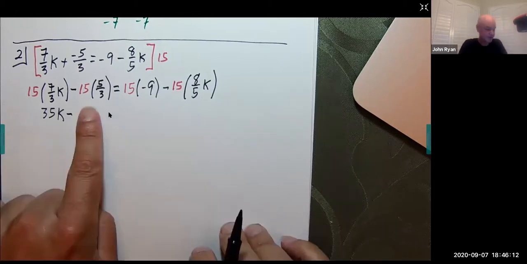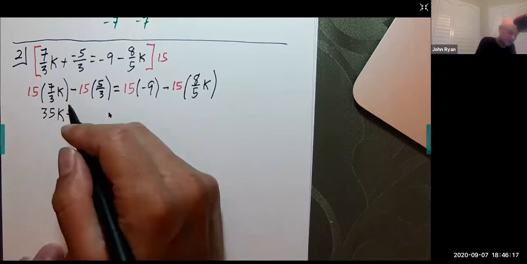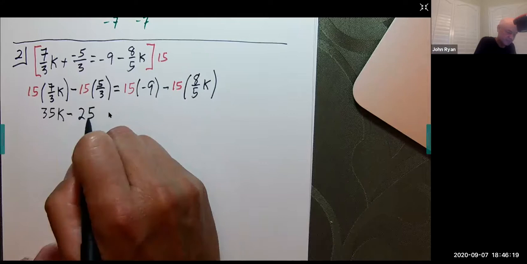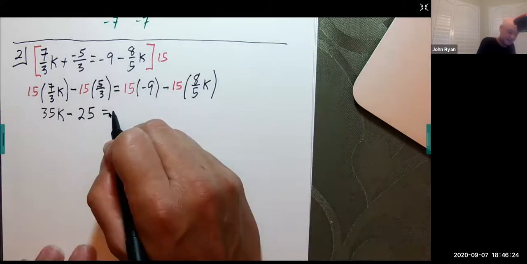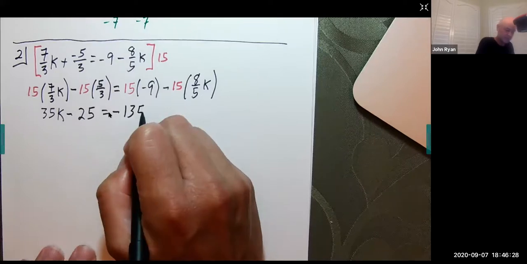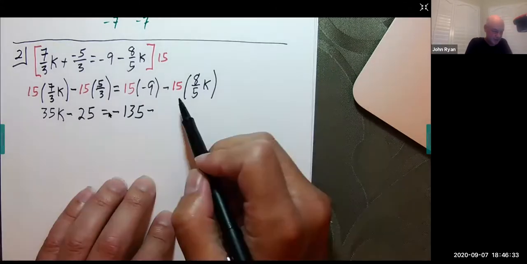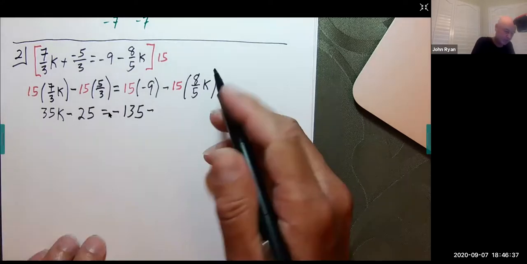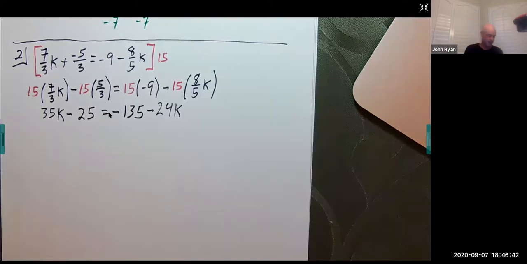I'm going to do the same trick here. 15 divided by 3 is 5 again. 5 times 5 is 25. 15 times 9 gives me a negative. A positive times a negative is 135. And I'm going to use that trick again. 15 divided by 5 is 3. 3 times 8 is 24. These numbers are getting pretty big pretty quickly.